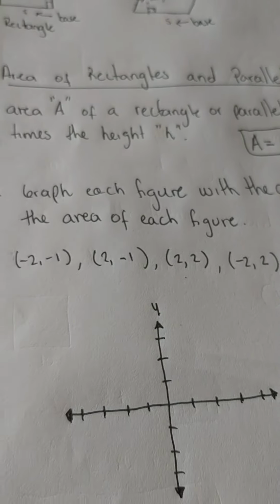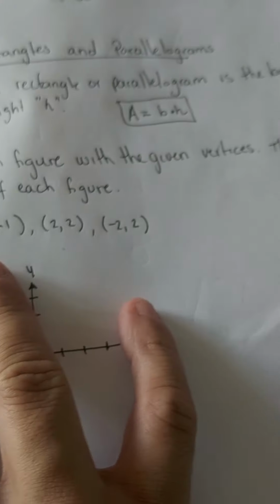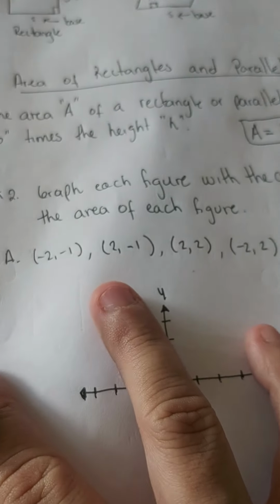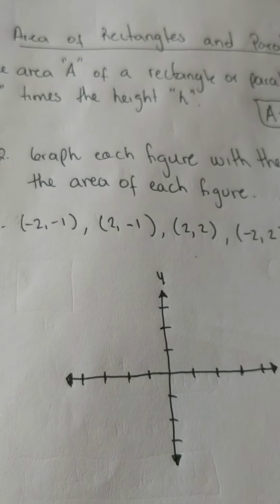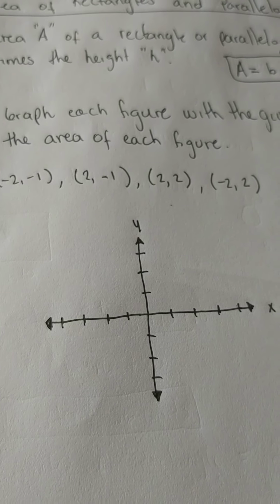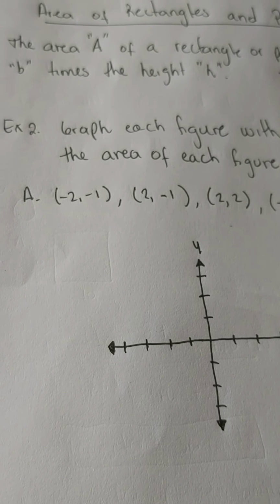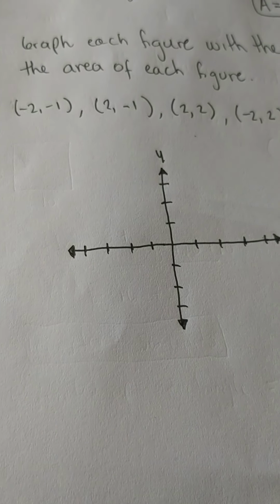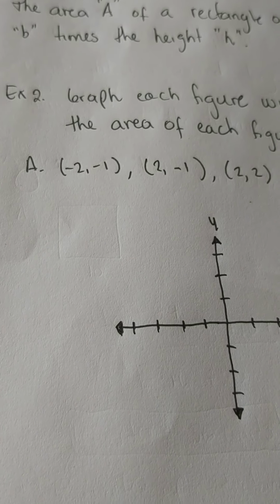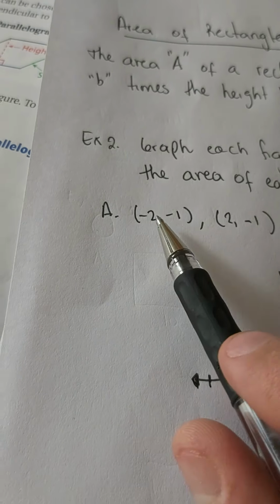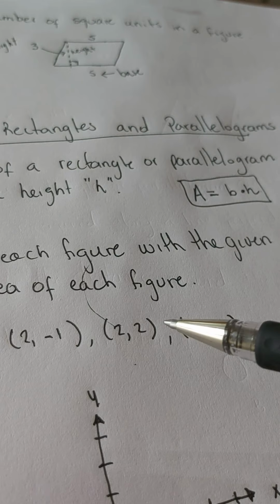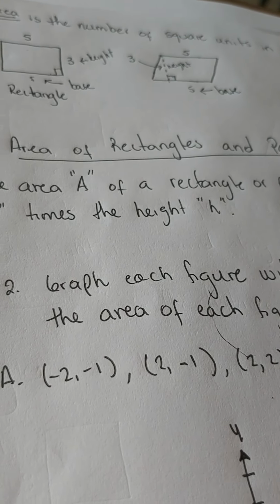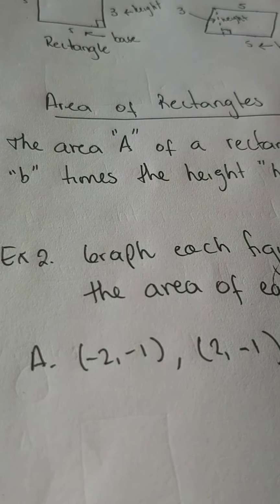So look at example 2. Example 2 says, graph each figure with the given vertices, then find the area of each figure. Okay? So let's graph, practice example 2, part A. -2, -1. Remember, x, y, x, y, x, y, x, y. Okay, those are the coordinates of each point.